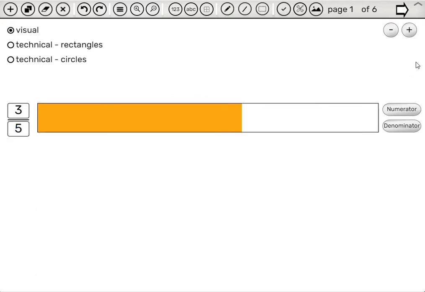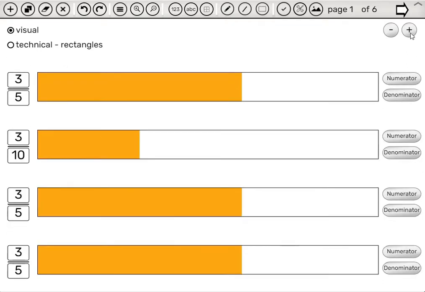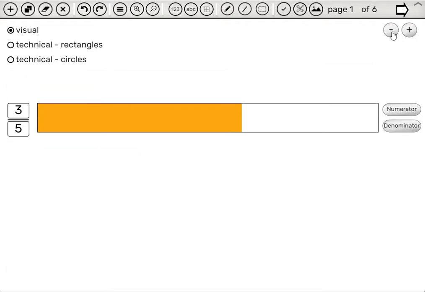With the plus button, we can add up to 4 rectangles. With the minus button, of course, we remove them. These are all the tools for the visual mode. Now, we'll give some examples of questions that we can create using these tools, and in the end, we'll see the technical modes. So let's move on to the next page.